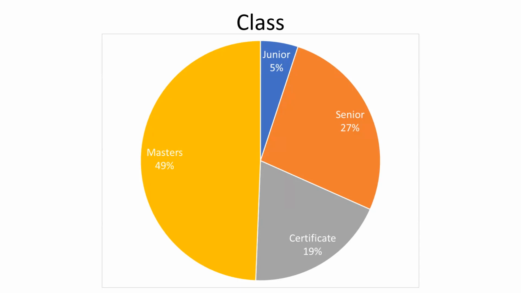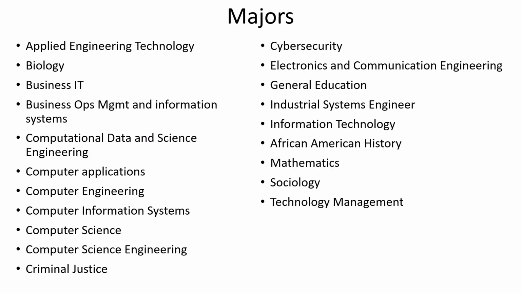Not all the master's students are in computer science. In fact, there is a wide range of majors out there. We do have a bunch of computer science students, computer engineering, computer science engineering, computer applications, those sort of people. We also have a bunch of cybersecurity folks, some electrical communication engineers. We do have a biologist. We do have a mathematician, a sociologist, African-American history. I thought that was unique, but fine. You're all welcome. Hopefully I'm not going to run away.